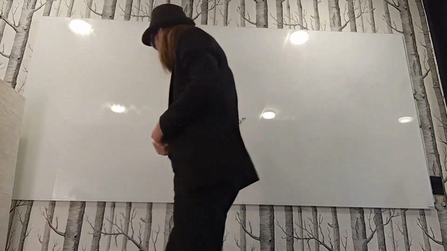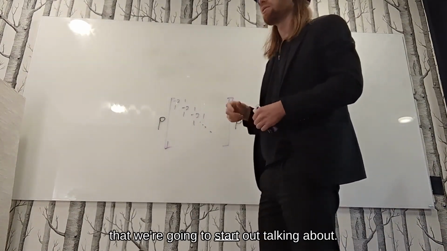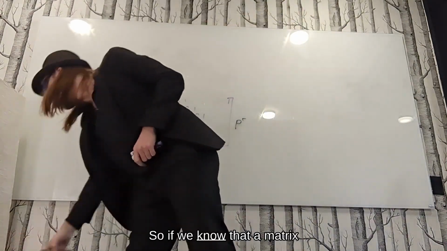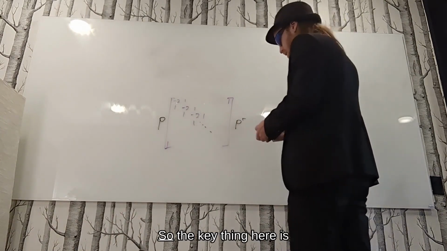Anyway, that's the conceptual idea here. These are the sort of symmetries that we're going to start out talking about. What can we do with this? So if we know that a matrix has this sort of symmetry to it, what can we do?